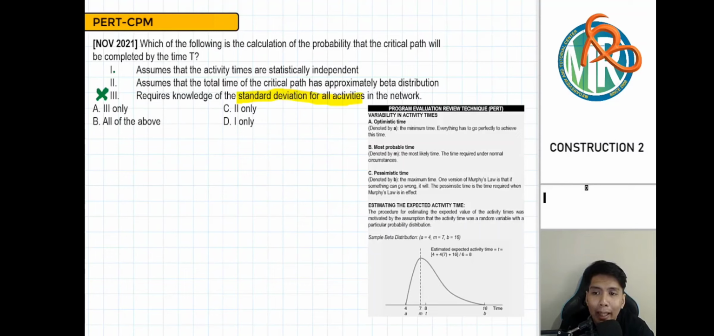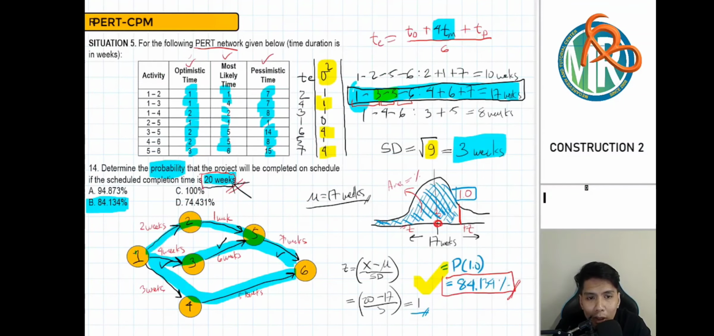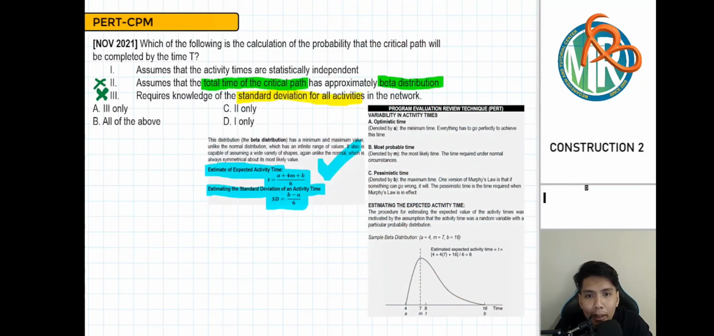Assumes that the total time of the critical path has approximately beta distribution. Now, what is this beta distribution? When we do beta distribution, we use this calculation here and the values here. Our expected time is computed under beta distribution, and our standard deviation is a shortcut using the pessimistic time minus the optimistic time. That's where you apply beta distribution. Now, the statement asks whether we use beta distribution for the total time of the critical path. Well, the answer again is no. When you get the total time, we go back to our previous computation, when we got the 17 weeks, no beta distribution was used. There, you just added basic arithmetic, 4 plus 6 plus 7. No beta happened there. So therefore, our second statement is also wrong.